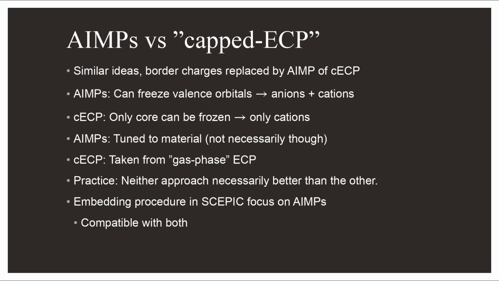But the advantage of an AIMP is that you can actually freeze valence orbitals as well, which means that you can represent your anions in this way, which gives you a lot more flexibility in what you can do. This you can't do with an ECP.